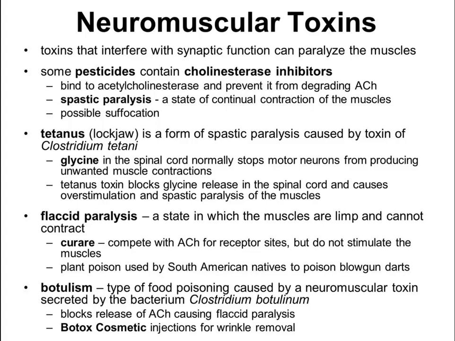And then you have botulism. This is a type of food poisoning caused by a neuromuscular toxin secreted by a special bacterium, Clostridium botulinum. And this is what we see in Botox, which basically blocks the release of ACh and causes flaccid paralysis, which is why Botox will stop your wrinkles, because it's literally deadening the nerve that is causing the wrinkle to appear.